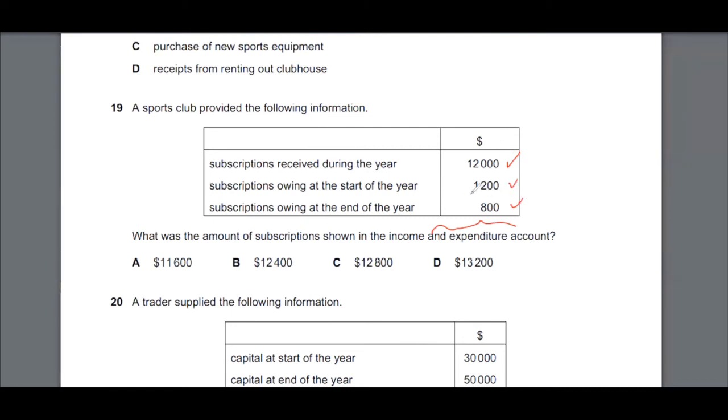So if you look at the difference, this went down by 400, so that's received. The difference between opening and closing balance is down by 400. So that $400 has been received, and what you received during the year is 12,000. So 12,000 minus 400, which is 11,600. So that's actually the correct amount for that one year. So the answer to multiple choice 19 is going to be option A, 11,600.